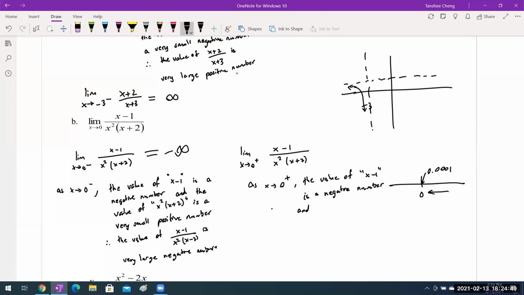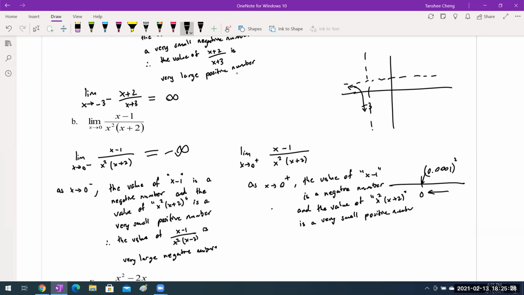And the value of x squared times x plus 2, right? The denominator part. When you square this 0.0001, that will be a very tiny decimal number, but it's positive, and times another positive number, then it will be a tiny positive number. So this value is a very small positive number.